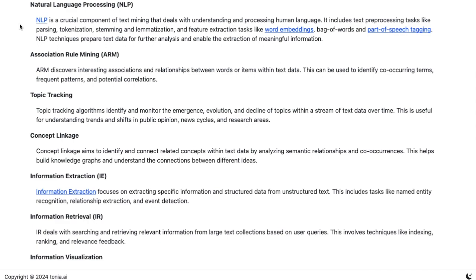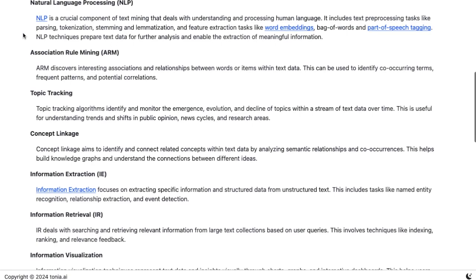NLP is a crucial component of text mining, and it deals with understanding and processing human language. This includes text pre-processing tasks, like we've talked about before in this series, things like parsing, tokenization, stemming, lemmatization, and also feature extraction tasks, like finding word embeddings or bag of words or part of speech tagging. NLP techniques like this prepare the text data for further analysis, enabling the extraction of meaningful information.